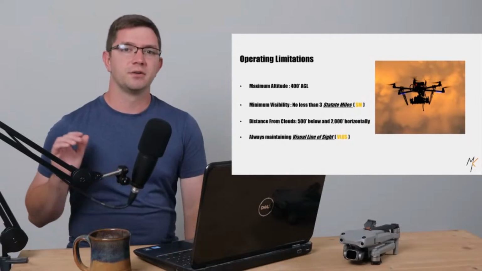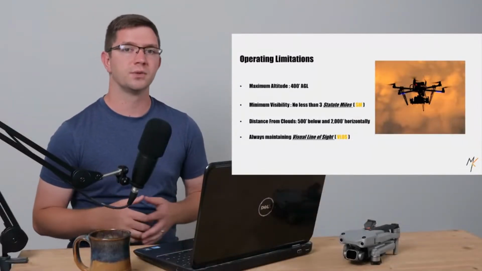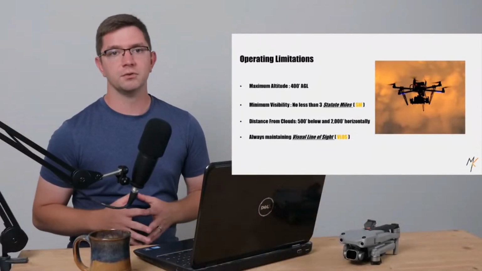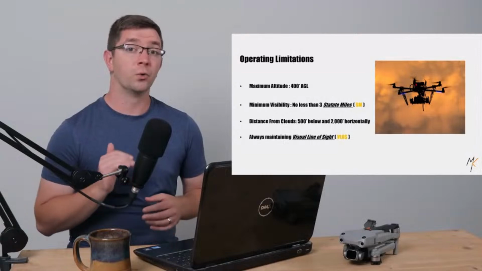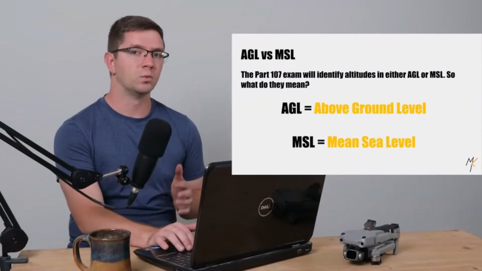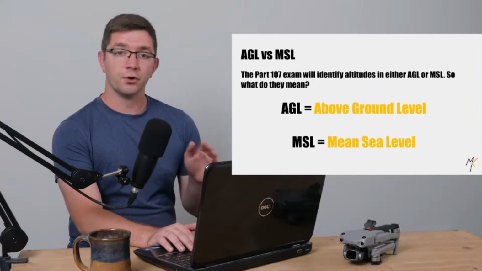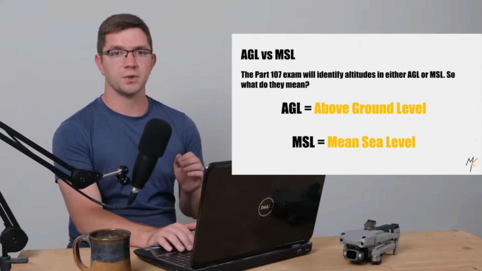This is the restricted altitude set by the FAA because aircraft such as helicopters do, in fact, fly at altitudes slightly higher or lower than 400 feet AGL. Notice how it says 400 feet AGL. What does this acronym mean? AGL stands for above ground level.